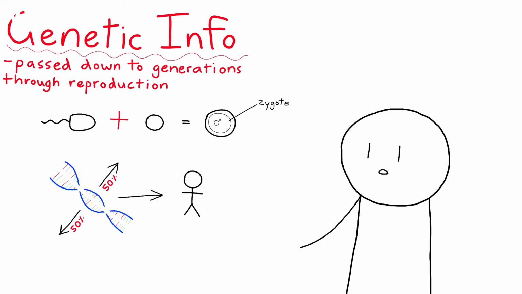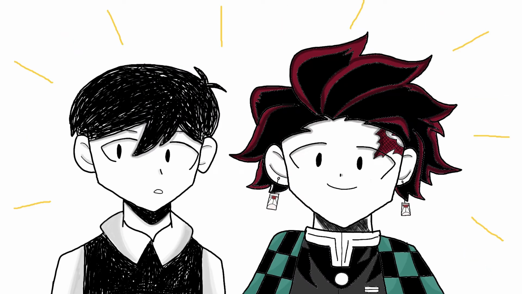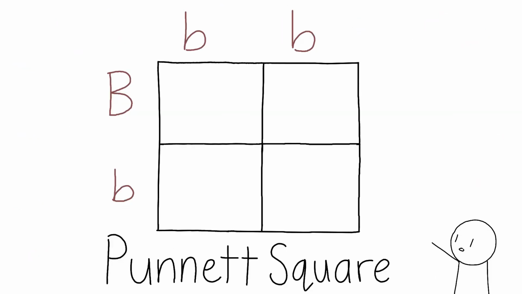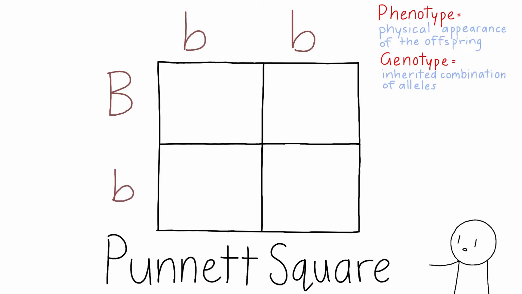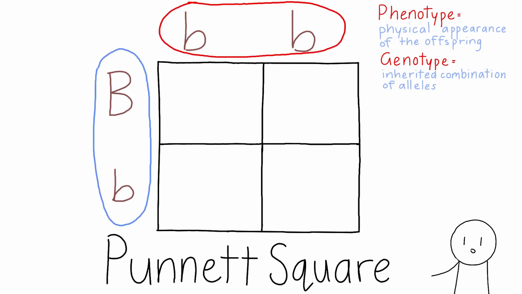Each one of us inherits genes from our parents, and many combinations of these genes make us all different and unique. This is a Punnett Square. A Punnett Square helps scientists predict the possible genotypes and phenotypes of an offspring when they know the genotypes of the parents already. The phenotype is the physical appearance of an organism, and the genotype is the inherited combination of alleles.